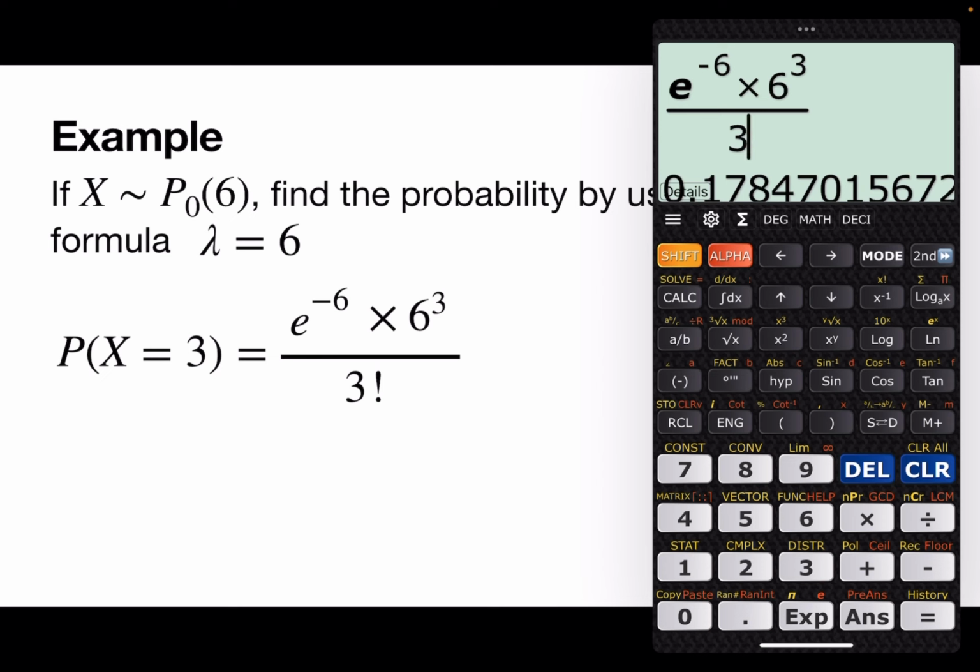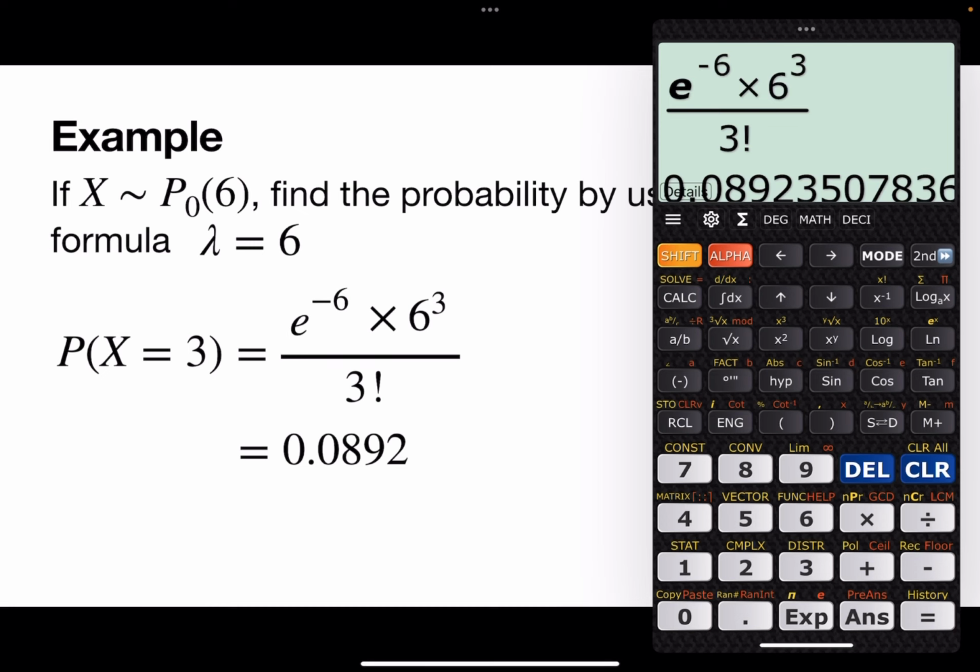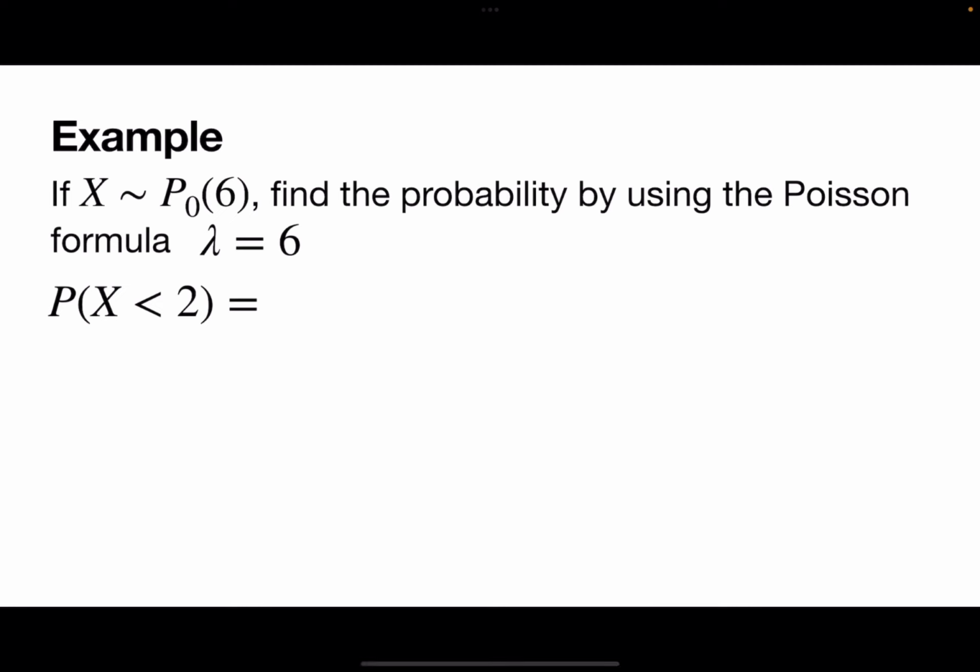Is our calculator the same? Yes, okay. So, shift, x to the power of negative 1. Did you find it? Yes. Make sure you know how to press the calculator. This factorial is on top of the button x to the power of negative 1. So you're going to press shift and this button. So 3 factorial, you're going to get 0.08923507836. That is too long. Just 4 decimal places, okay? 0.0892. Next one. Probability of x less than 2.